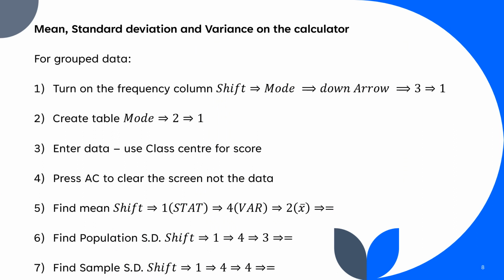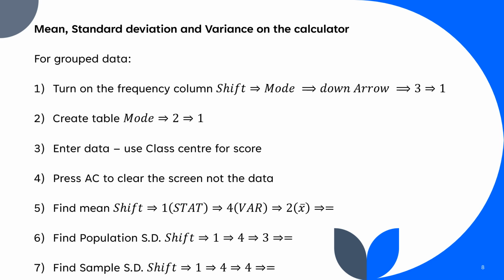So, the mean and standard deviation, and how to find them on your calculator. With group data, you first have to turn your frequency on. So you press the shift button, mode, the down arrow, number 3 and 1, and that should turn your frequency on. And then you create your table. You press mode 2 and 1, and what you should end up with is an X column for the scores, and an F column for your frequencies.